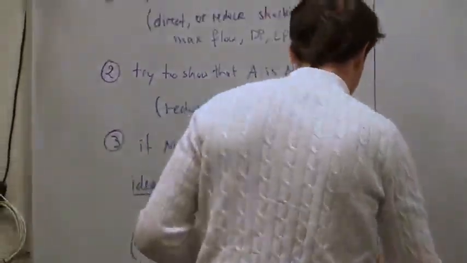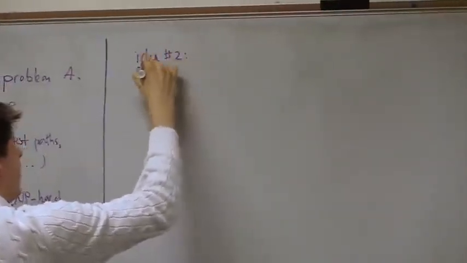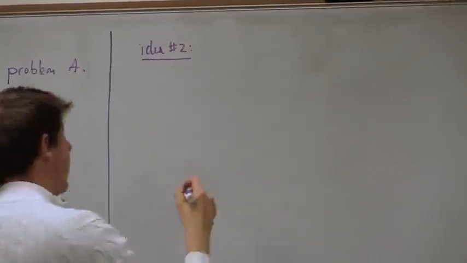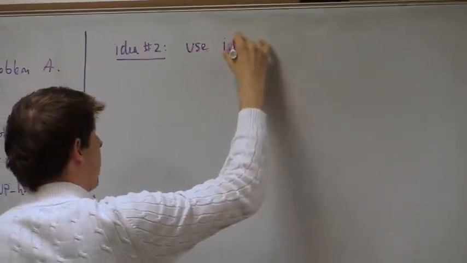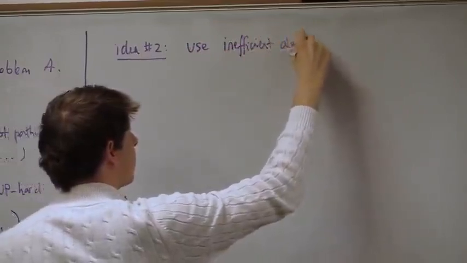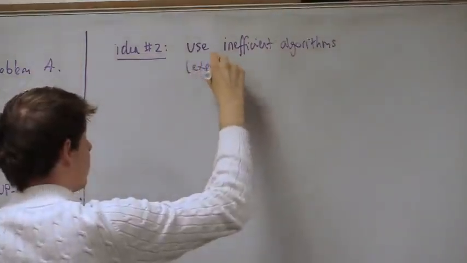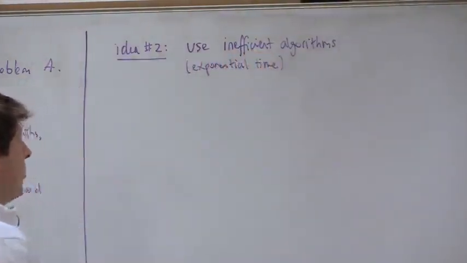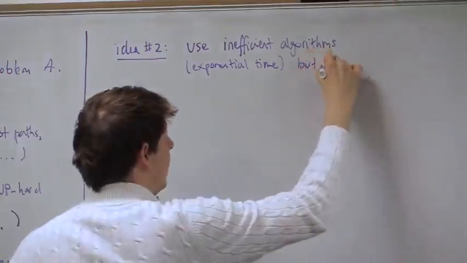Another idea could be to use inefficient algorithms, for example, in exponential time. So they're not formally running in polynomial time, but mitigate their inefficiency.